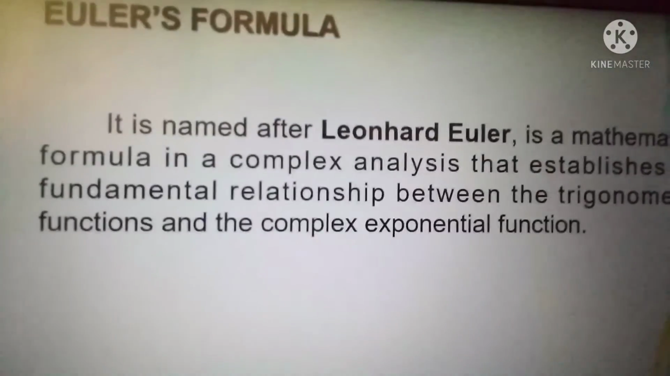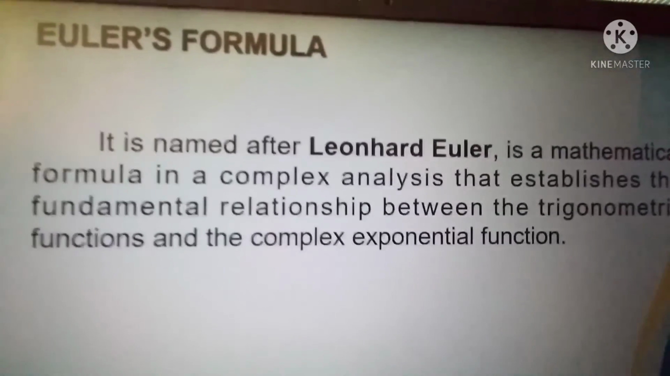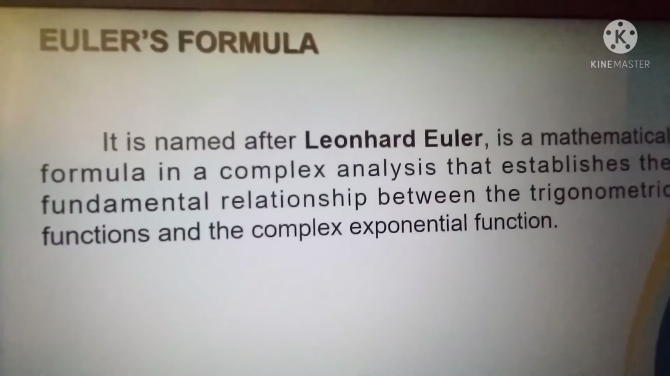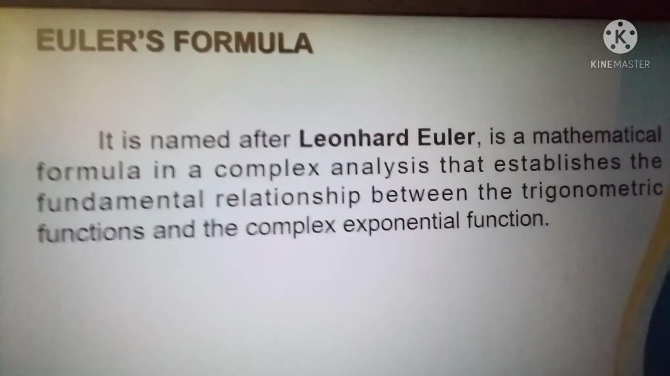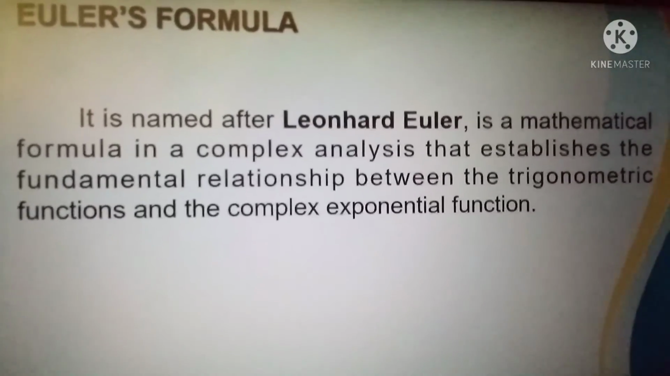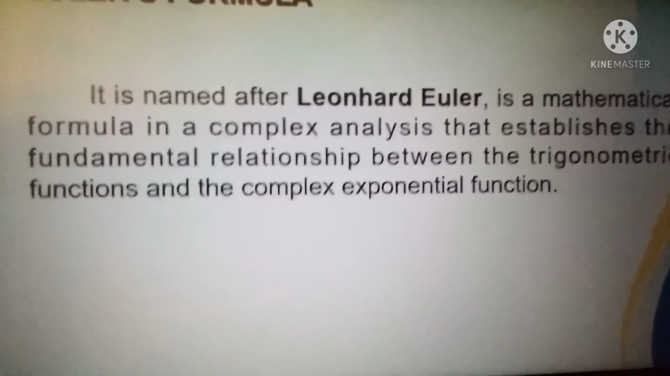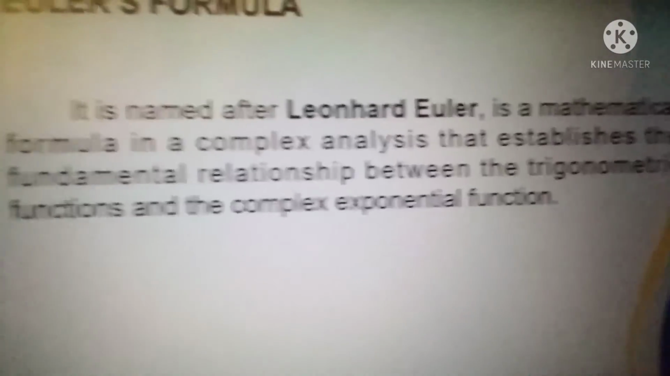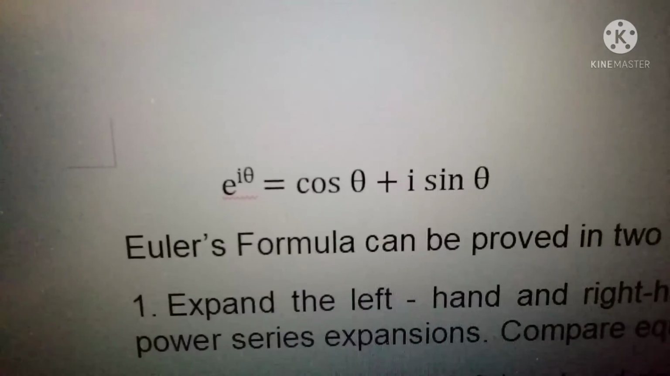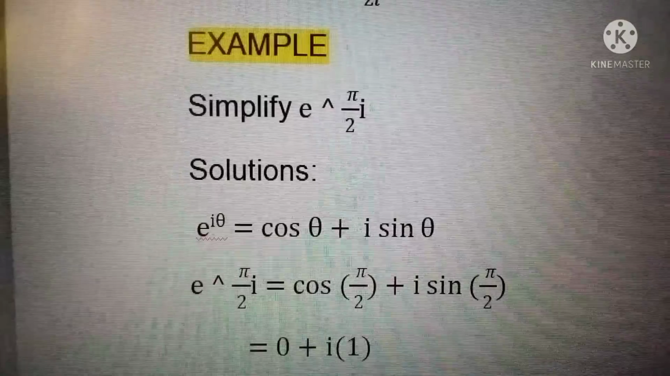So, kung kanina pinag-aralan natin yung polar form, ngayon naman ay pag-aaralan natin yung Euler's formula. Euler's formula, named after Leonhard Euler, is a mathematical formula in complex analysis that establishes the fundamental relationship between the trigonometric functions and the complex exponential function. So, ito po yung ating Euler's formula: e raised to i theta is equal to cosine theta plus i sine theta.